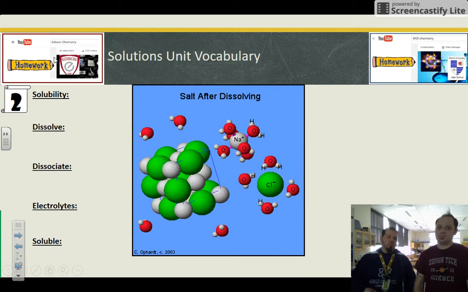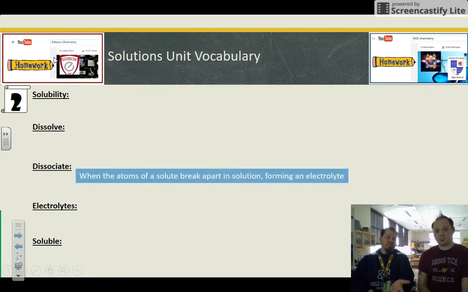Now, dissociate is another one. These two words are similar, like solute and solvent, and you need to know the difference. Only ionics will do this, dissociating. The picture shows the Na and the Cl breaking apart. That's the key, and that's the definition.